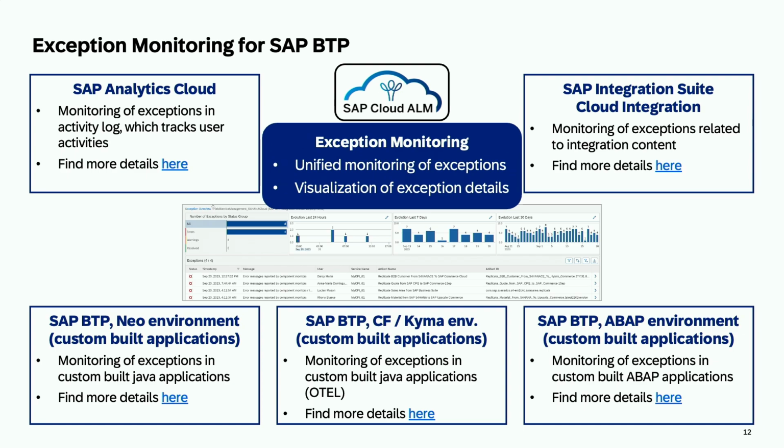So if you build your applications in Neo, if you build your applications in Cloud Foundry or Kyma, or if you build your applications in ABAP, we can retrieve the exceptions out of your customer-specific application log. We had a certain limitation, which is now already closed or near to be closed. This is in particular in the Cloud Foundry and Kyma area, where we had only support for Java. Node.js was missing. Here, a small piece of APIs was missing.